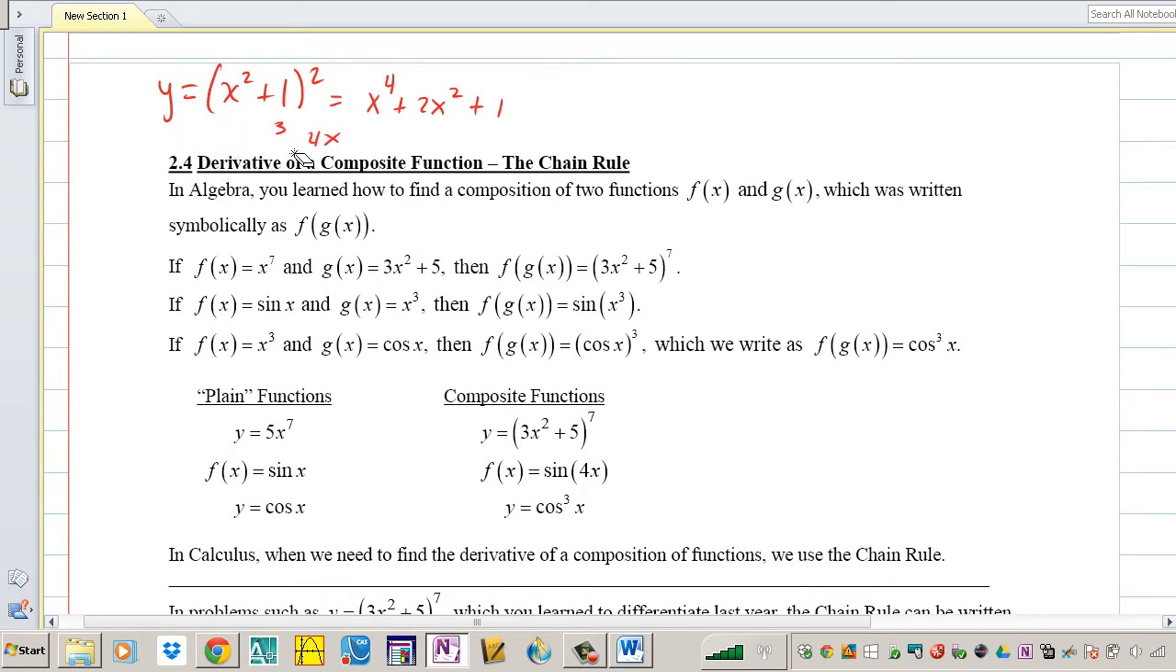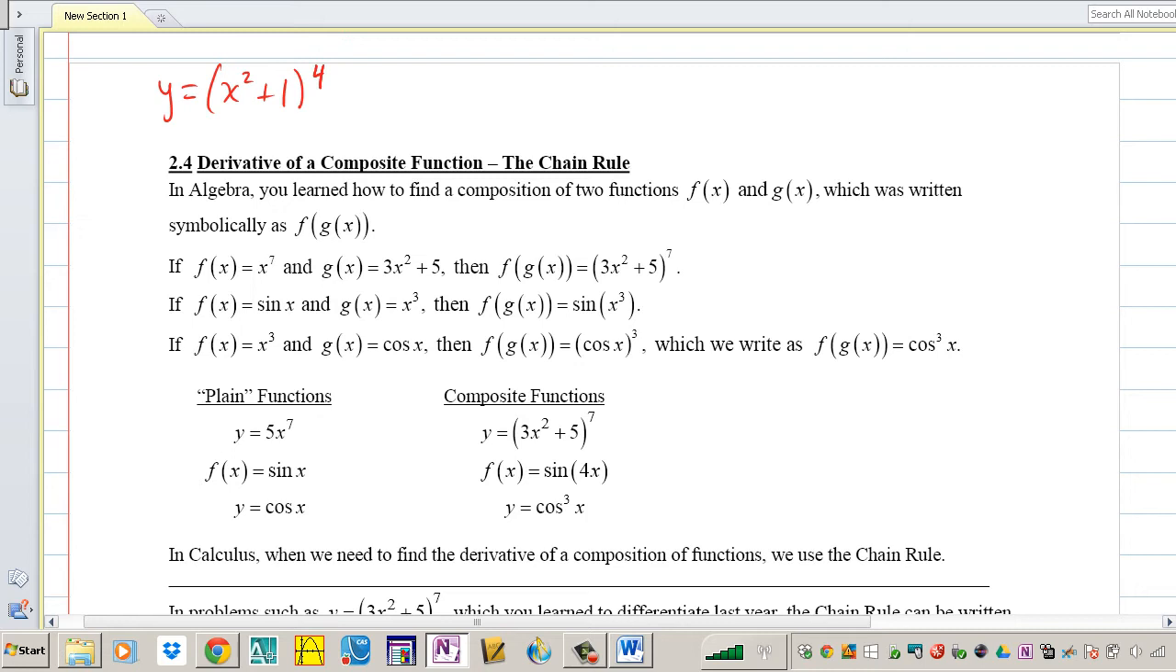Simple, right? Okay, but what if I make it a little bit more complex? For example, not to the second, to the fourth. Well, that's not easy to do because then you have to do the FOIL 4 times. So in order for us to do this much quicker, we're going to use another rule called the chain rule. And this is really the last rule that you'll learn about derivatives. And after that, we'll be talking about more applications of derivatives.